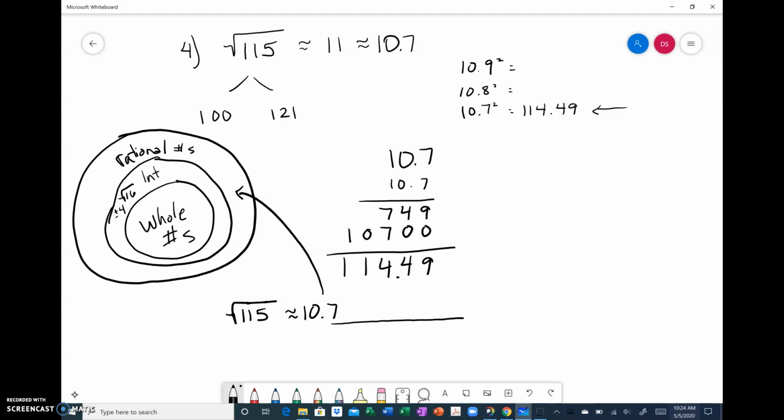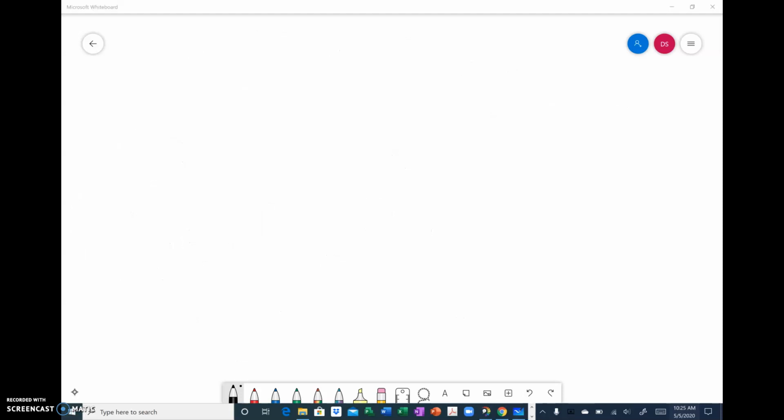So this number right here would fall into a separate category of irrational numbers, and then both rational and irrational fall under real numbers. And there are imaginary numbers, but that's a high school category, so we're not talking about those. All right, let me clear this off.